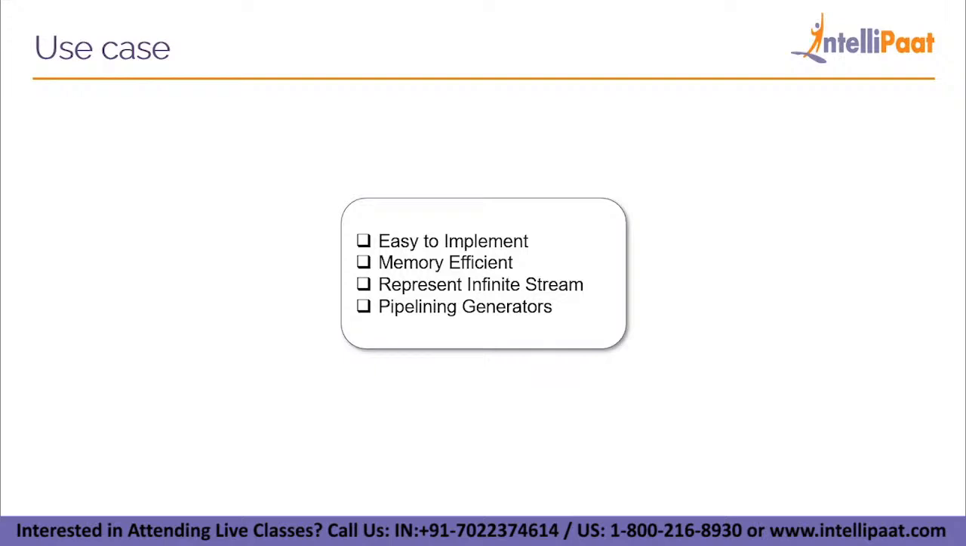Pipelining generators. Multiple generators can be used to pipeline a series of operations. Let's suppose there are two generators, one giving out Fibonacci series and then the other giving out the sum of natural numbers. You can pipeline these generators and add some functionality to it.